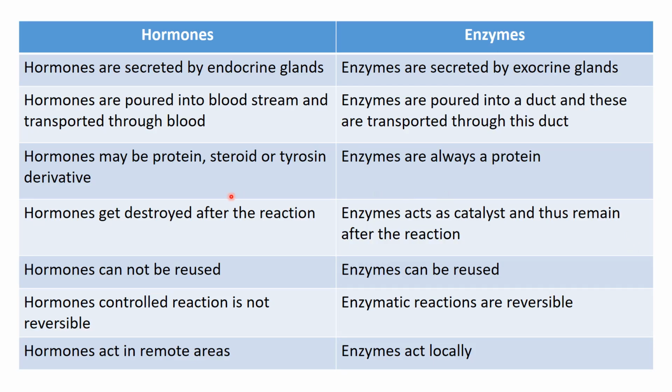Now we'll see the difference between hormones and enzymes. Hormones are secreted by the endocrine glands, while enzymes are secreted by the exocrine glands. Hormones are poured into the bloodstream, while enzymes are poured into the duct. Hormones may be protein, steroid, or tyrosine derivatives. Enzymes are always protein.